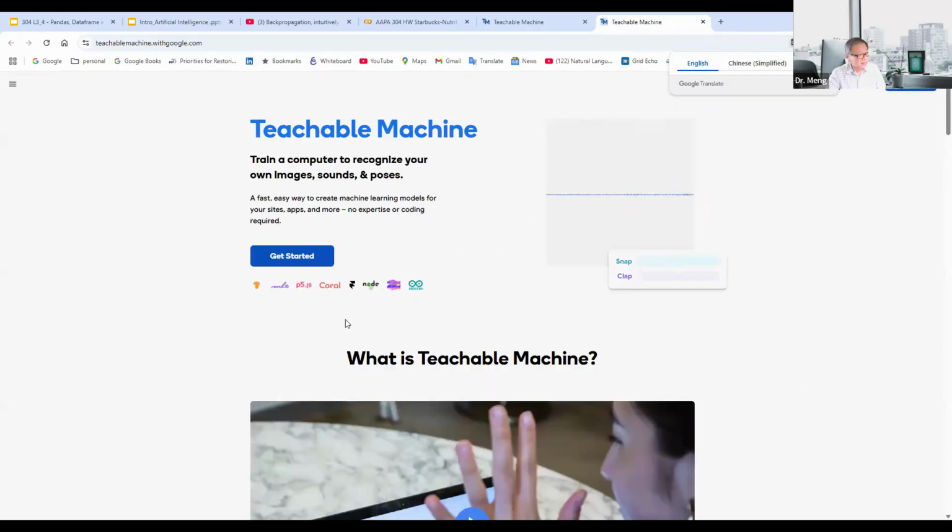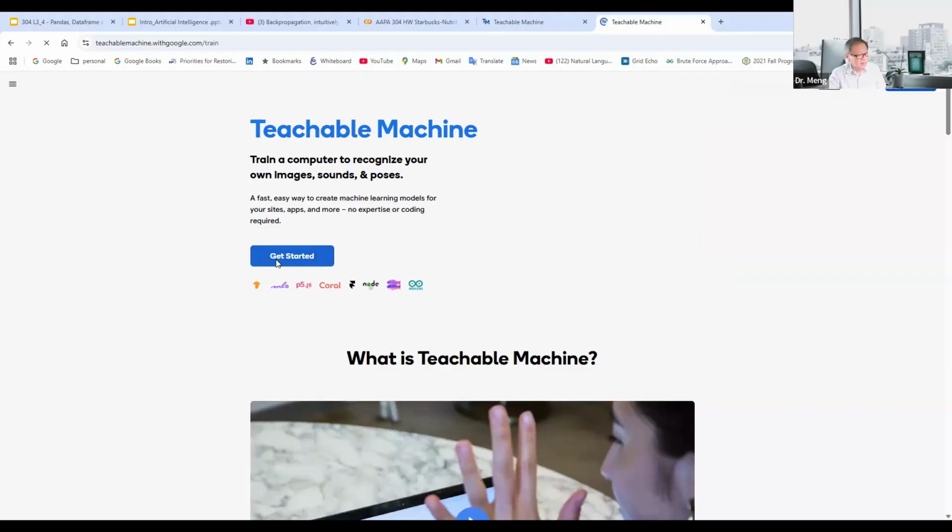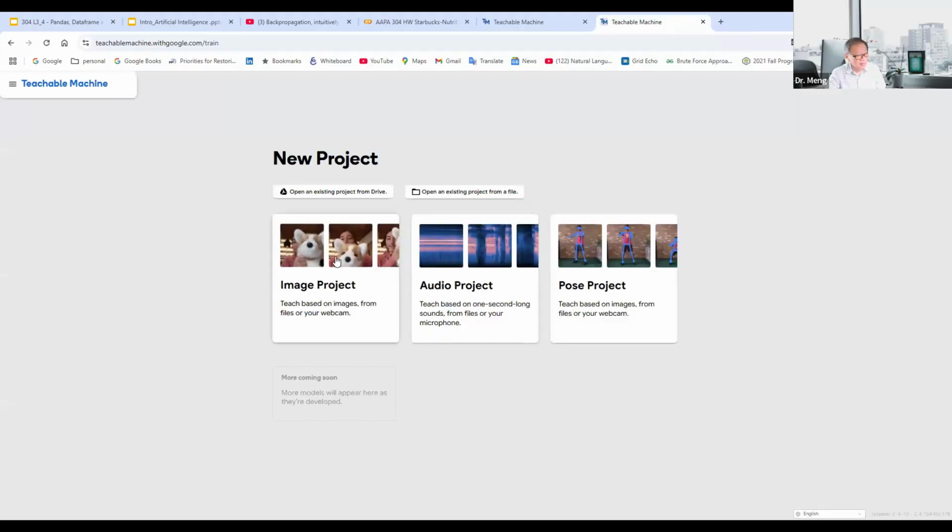So to here, there is a lot of information. You guys are going to read it because we have less than 10 minutes, right? I'll get started. Just click here. And you do pose project. See here, pose estimation. See here, right?